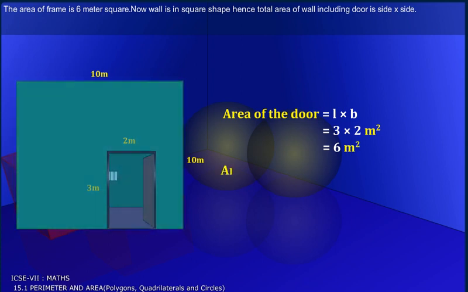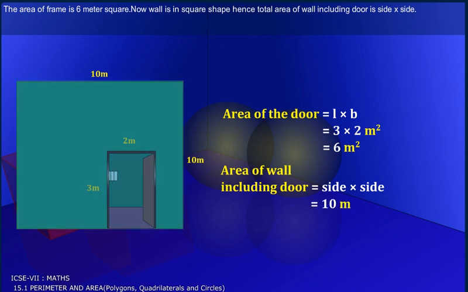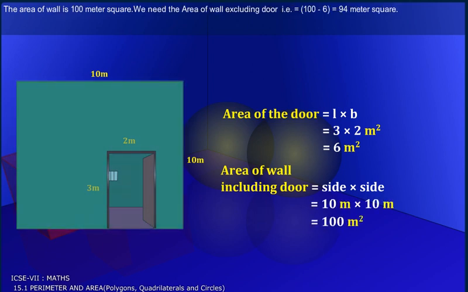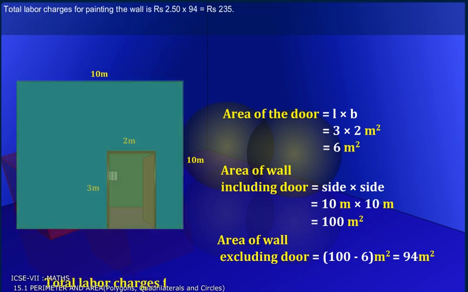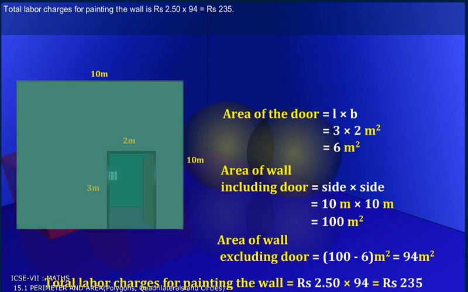Now wall is in square shape, hence total area of wall including door is side into side. The area of wall is 100 meters square. We need the area of wall excluding door, that is 100 minus 6 is equal to 94 meters square. Total labor charges for painting the wall is rupees 2.50 into 94 comes to rupees 235.